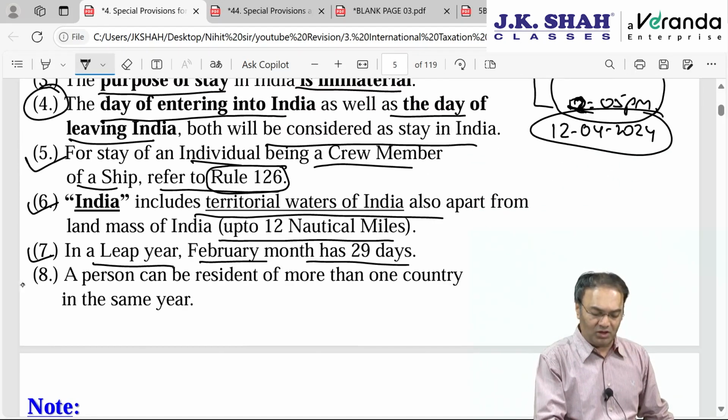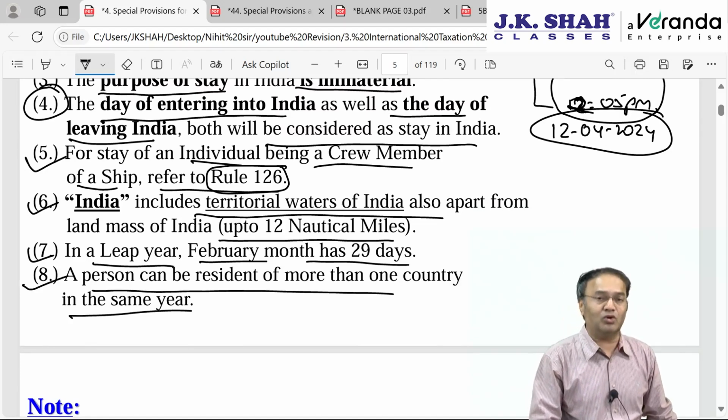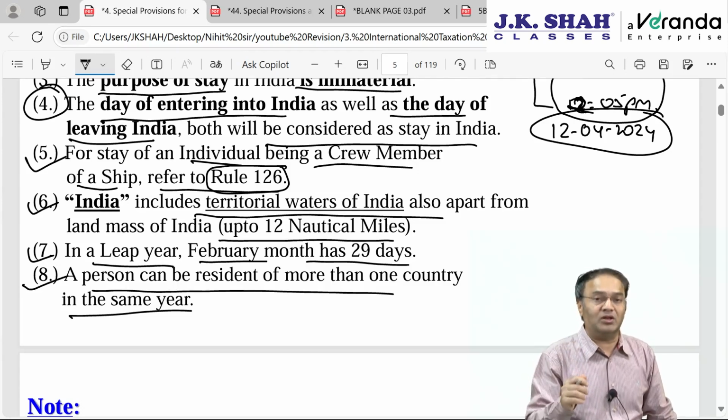Be careful about it. And a person can be resident of more than one country in the same year, which you know pretty well. Then what to do? Then nothing is to be done as such for this chapter. But if it comes to the DTAA chapter, then we know pretty well there is something called the tiebreaker rule.